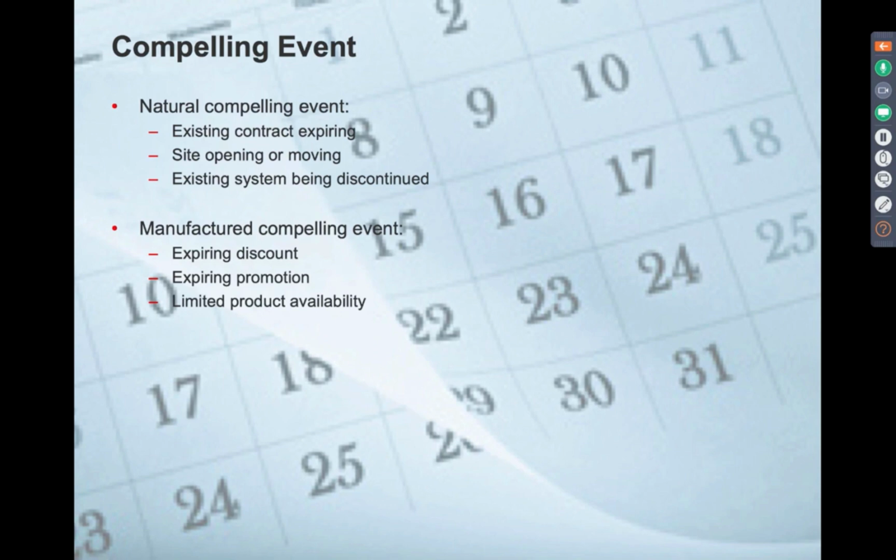Examples of compelling events are contracts expiring, maybe a site is opening. Let's say someone's opening up a restaurant on the 4th of July, right? Which is a horrible day to open a restaurant, but that's the first thing that came to my mind. But that's a compelling event. Let's say you sell them furniture for the restaurant. That date is an event. So a site opening or moving, a system being discontinued. Those are compelling events, and if those are tied to what you sell, then you can use that date to help you to close.